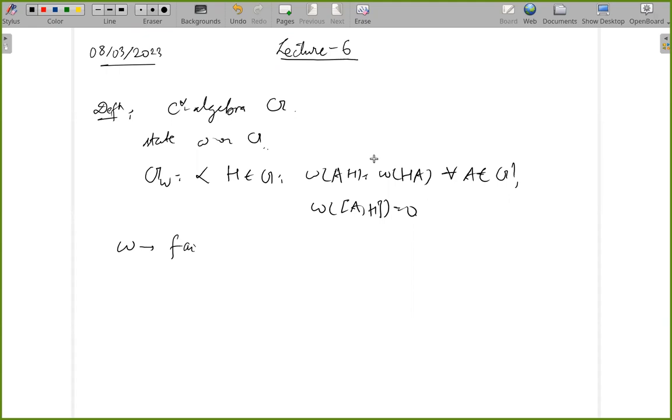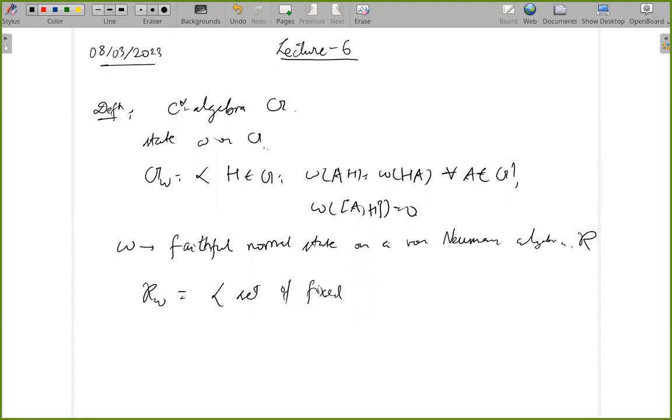Okay, so let's continue. In our context, omega is a faithful normal state on a von Neumann algebra R. Because it's a faithful normal state, we saw that if you look at the GNS representation, the corresponding cyclic vector will also be a separating vector. So the theorem that we had proved showed that R of omega, the centralizer of omega, is the set of fixed points of the modular automorphism group.